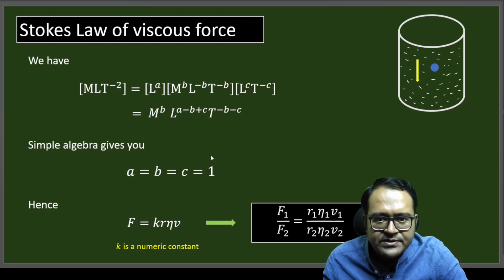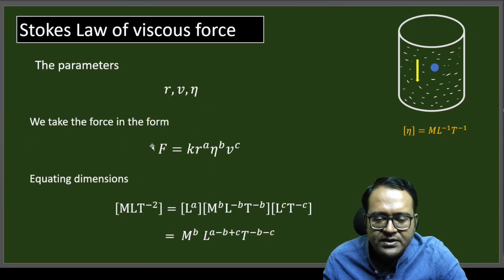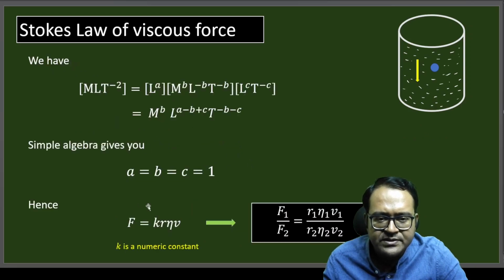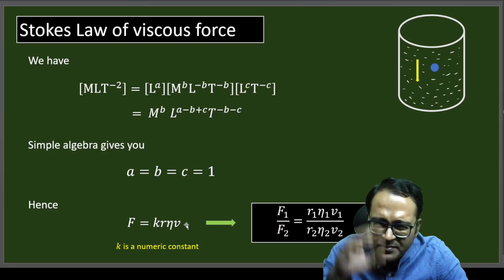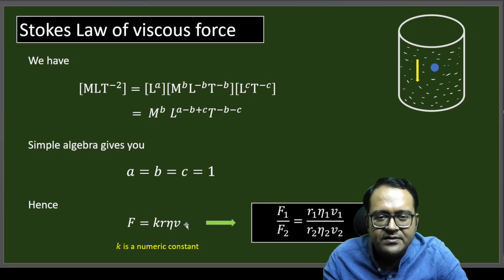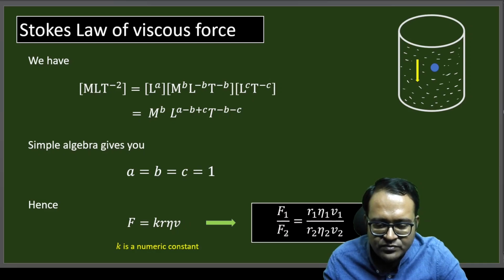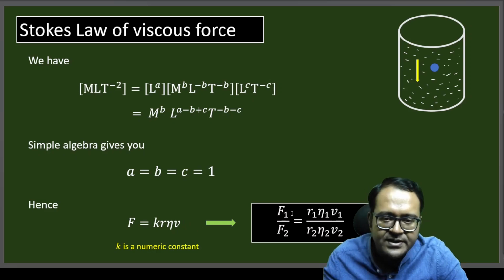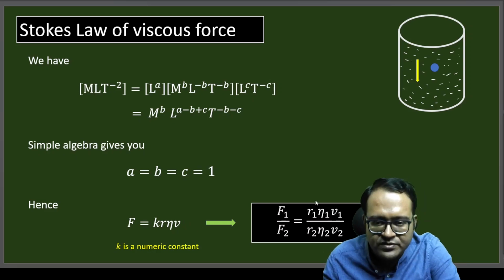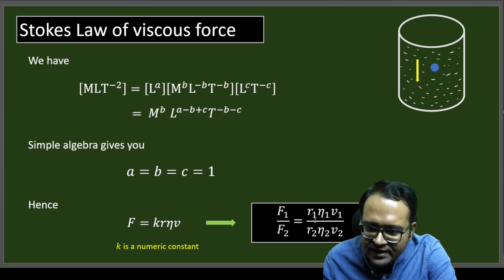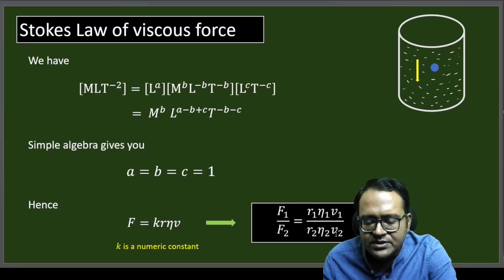So if all a, b, c are 1, in our model, I started with the force being equal to this. So the force is k r eta v, where k is some numeric constant. That gives you the dependence of the ratio of the two forces in two different conditions: r1 eta 1 v1 by r2 eta 2 v2.